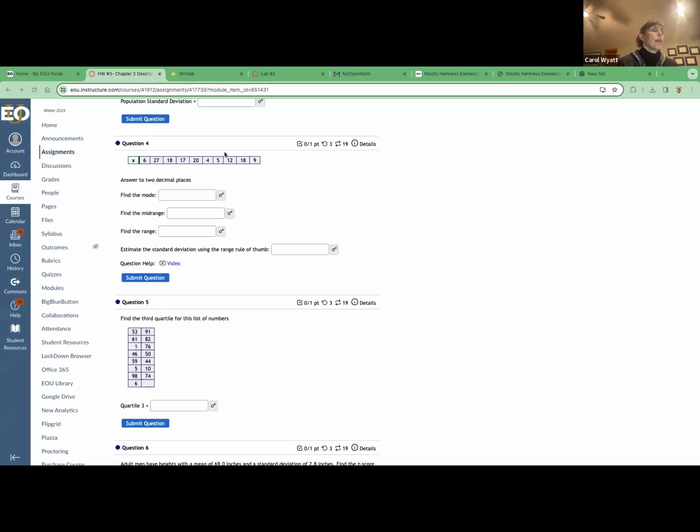You can estimate the standard deviation by the range rule of thumb, which is just your range divided by 4. I believe that's correct. Range divided by 4, 23. Yeah, 23 divided by 4 is 5.75. So that's correct. All right, so it's just your range divided by 4.